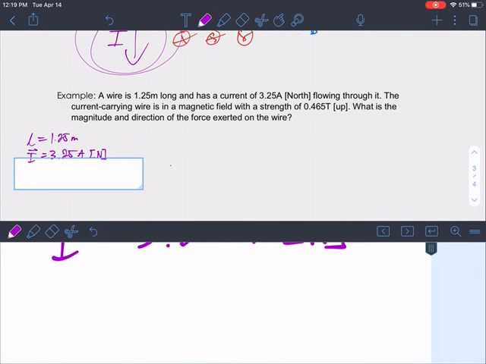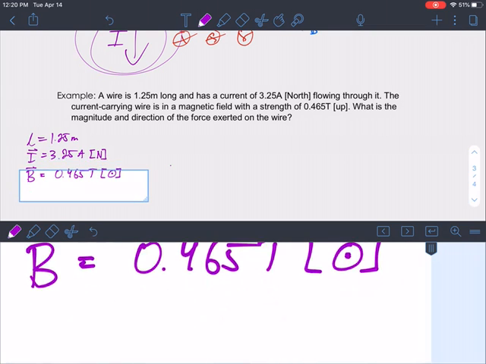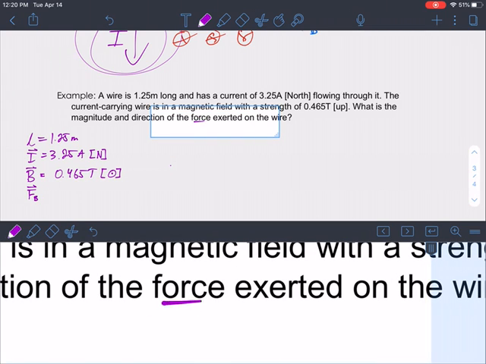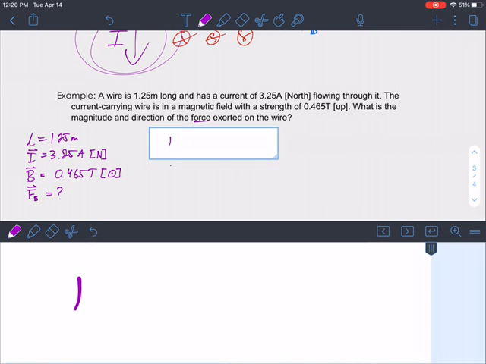The current carrying wire is in a magnetic field, that's B, with a strength of 0.465 Teslas out of the page, up. Okay, so I'm doing that as out of the page. And I'm just looking at BIL, I'm guessing we're going to find force. Well, let's look: what is the force exerted on the wire? No surprise there. So that's our question. Well, nicely it's set up.